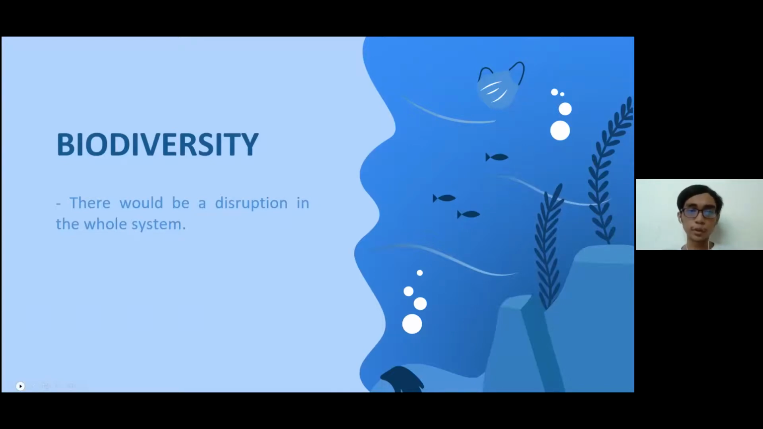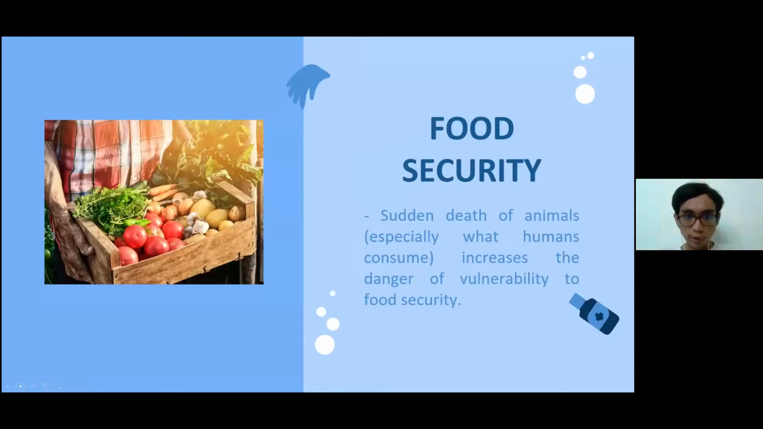Next is food security. Now, with a part of the system threatened, sudden death of animals, especially those that humans consume, will also increase the danger to food security. Moreover, the availability of clean water would decrease due to the presence of algal bloom.